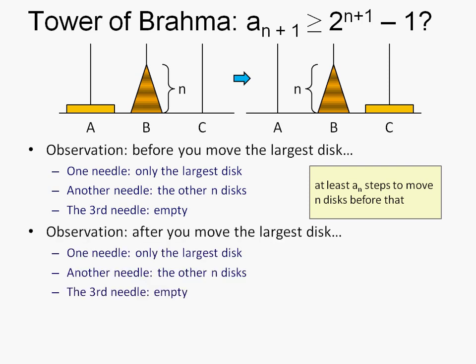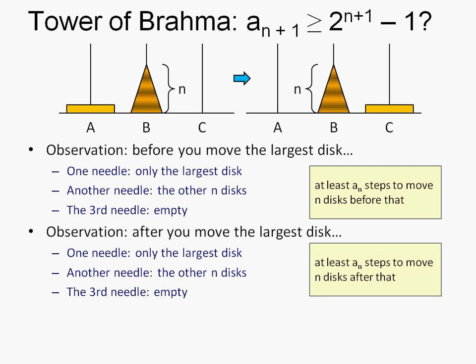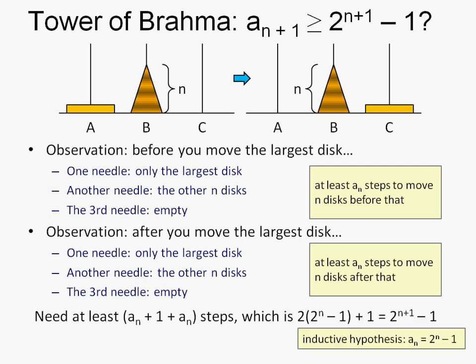The other observation is that after you move the largest disk, on one needle there's only the largest disk, on another needle there are the other n disks, and the third needle is empty. It means we need at least an steps to move n disks after that. We want to move the n disks to the top of the largest disk. As a result, we know that we need at least an plus 1 plus an steps, which is 2 to the power of n plus 1 minus 1.